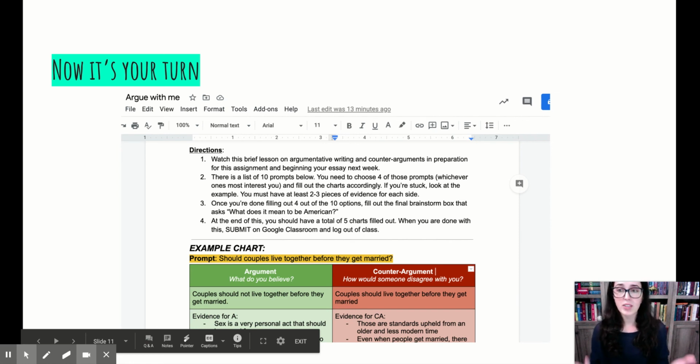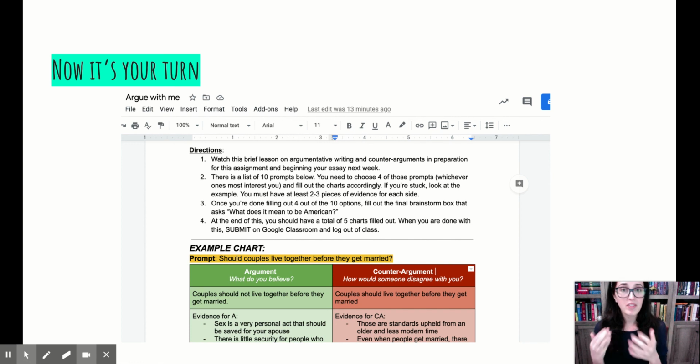And so now it's your turn. Spend the rest of class working on the document titled Argue With Me. I've given you instructions. There are a list of 10 prompts, 10 different questions. You need to choose 4. What 4 prompts interest you the most? And then you're going to come up with, well, what do you believe? What are the reasonings behind what you believe? What would the opposing side say? And how would they challenge those beliefs? So you'll do that for 4 of 10 options.